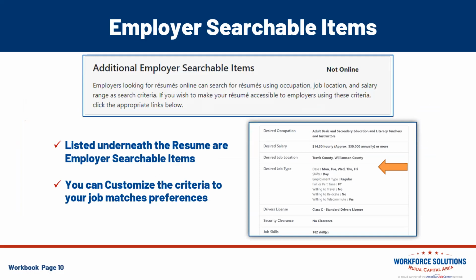So the employer searchable items, that is right underneath your resume, and that's where you can go and see how your resume has been formatted, what employers can pull up, what that criteria is for that specific resume, and you can always customize your resume to match that specific job search you're looking for.